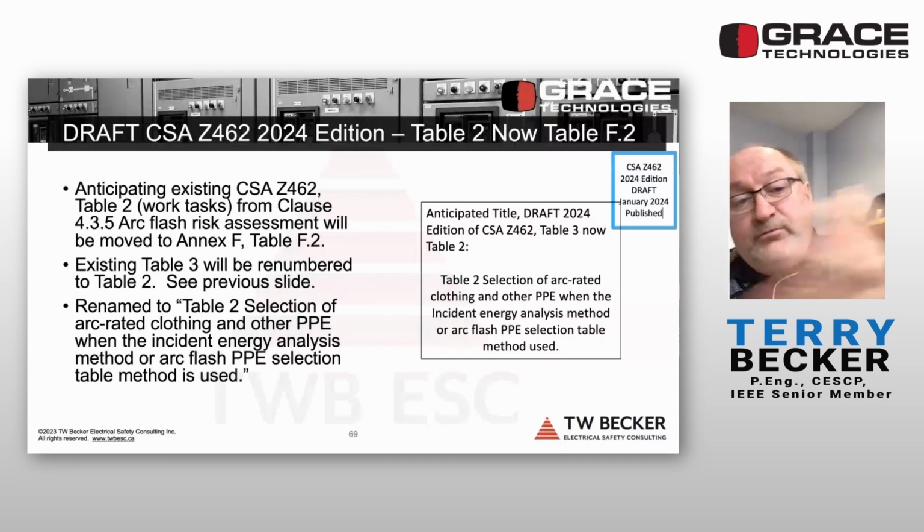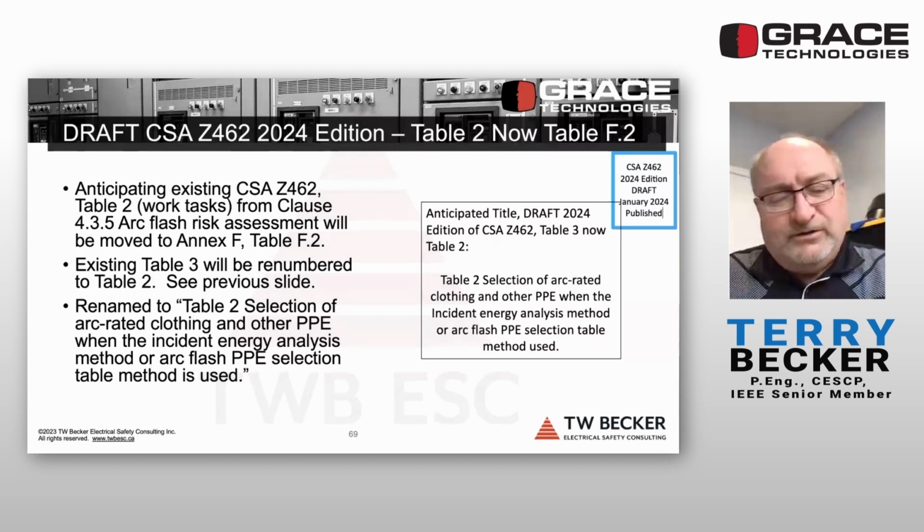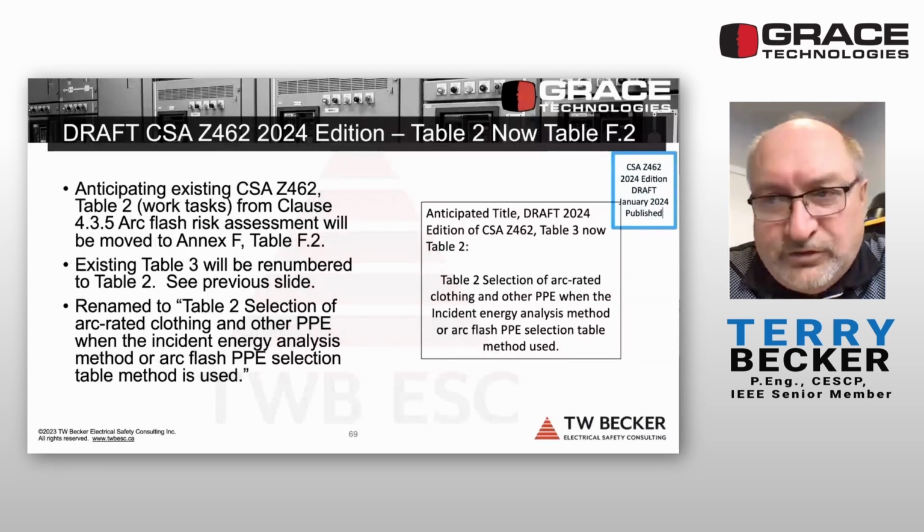In Z462, we're going to move it to Annex F, rename it, well, a new table number, F2, and then every table number in Z462 gets revved up, which causes confusion. Unfortunately, with the loss of this table moving to an informative annex, industry in Canada potentially won't be exposed to it, or new users. But if you're an existing user, then you'll understand the table is still valid.